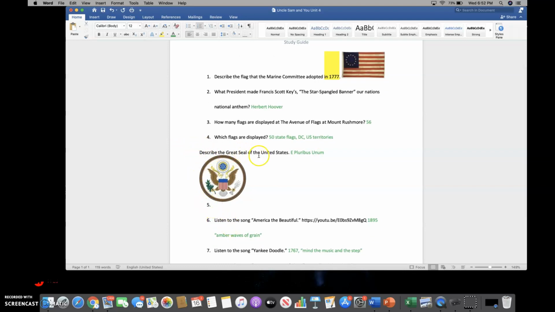Number 5, describe the Great Seal of the United States. The E pluribus unum is in the banner in the eagle's beak. And you'll notice that there's one foot, claw, grasping arrows and an olive branch. You can just take a look at that and see. But the words E pluribus unum are written on that banner there.